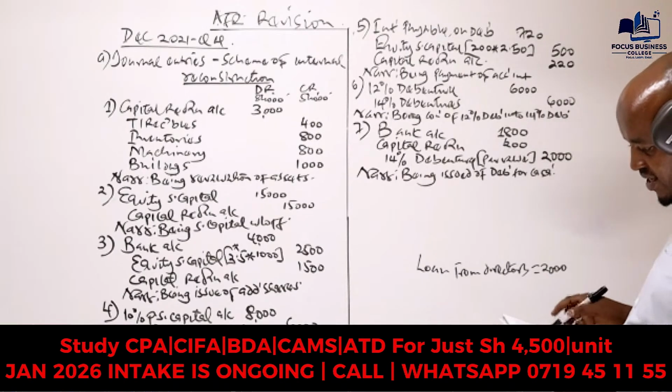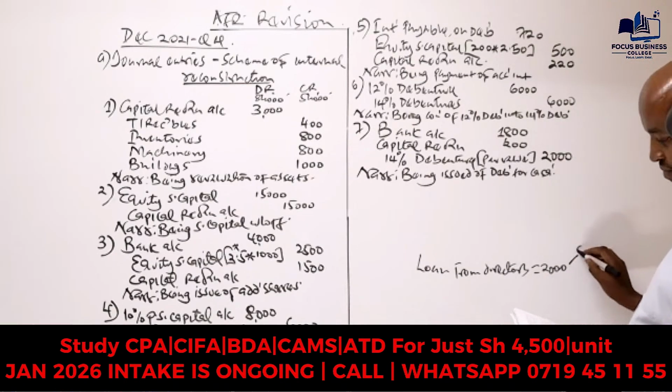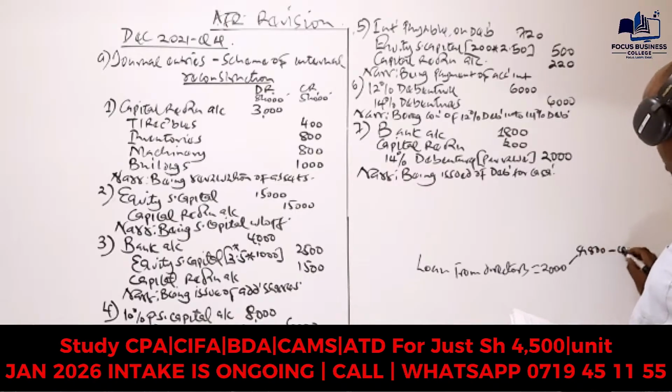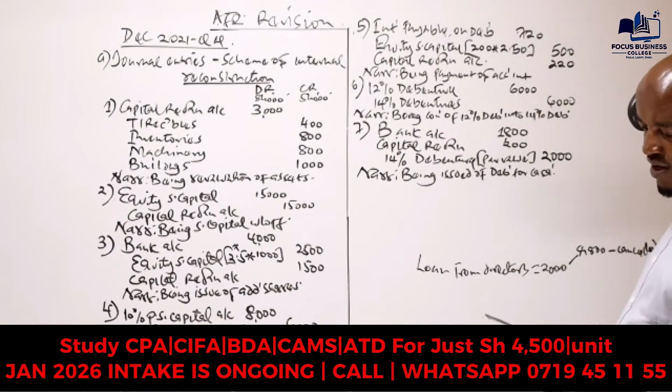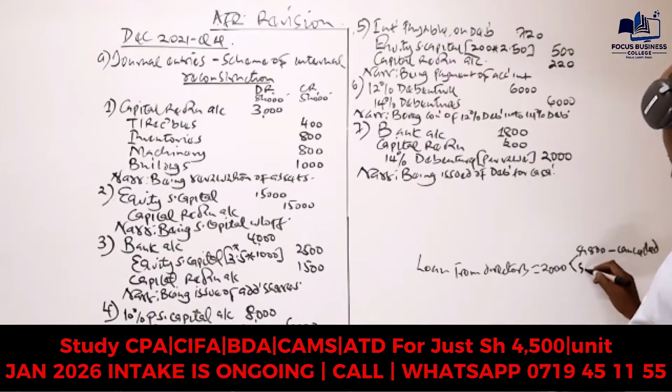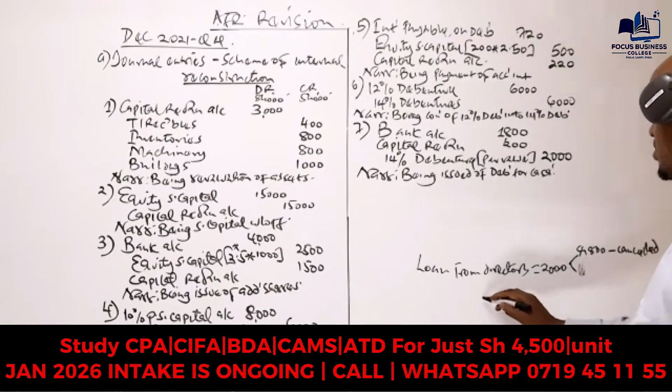We are told 800,000 of this shillings 800,000 will be cancelled. In other terms, it will be written off, whereas the balance is to be settled by issue of shares. So the balance will be settled by issue of shares. So how do we account for that basically?